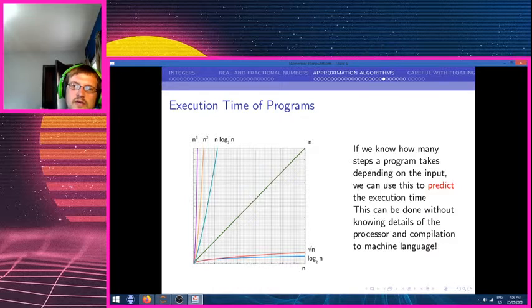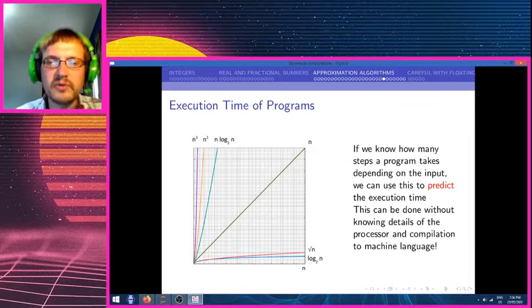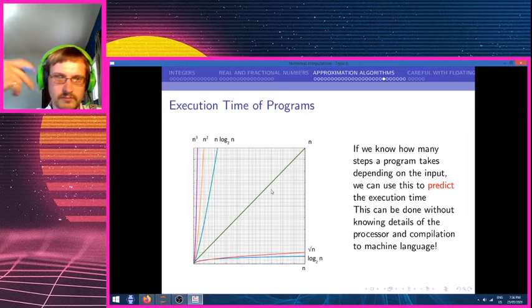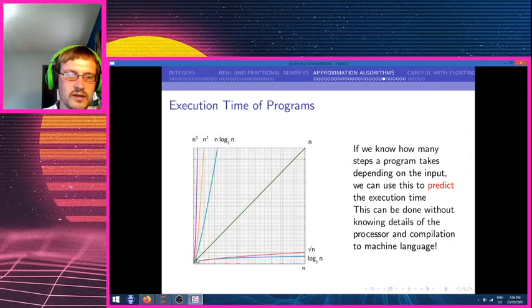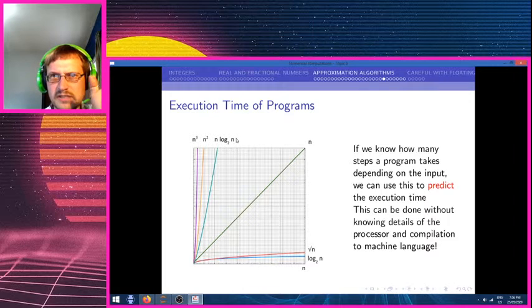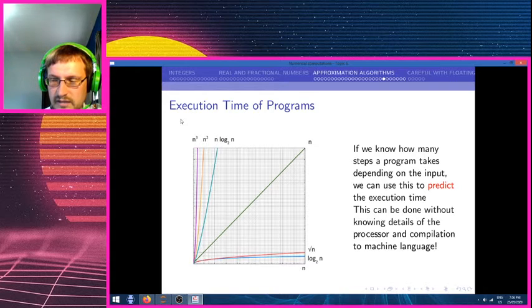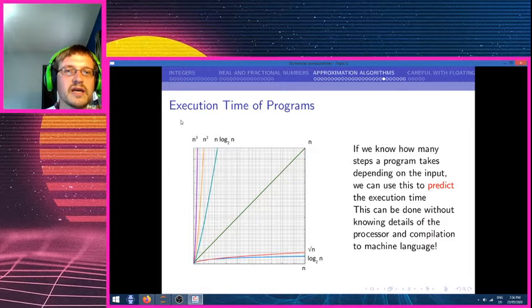If we know how many steps a program takes, depending on the input, we can use this to predict the execution time. This can be done without knowing the details of the processor and the compilation to machine language, because it's based on the structure of the algorithm. So you'll notice we've got linear time, proportional to n. We've got n log n. Generally speaking, when a computer scientist says log, they mean log base 2. N squared, n cubed, n square root of n, log base 2 of n, and there's one that is especially nasty, which is not listed here, and that is 2 to the n, which is stuff like the NP-hard problems that we were talking about when we talked about the coin example, the make change example.